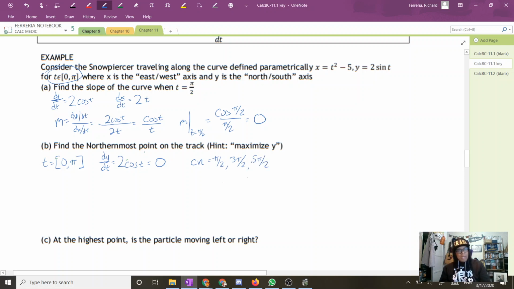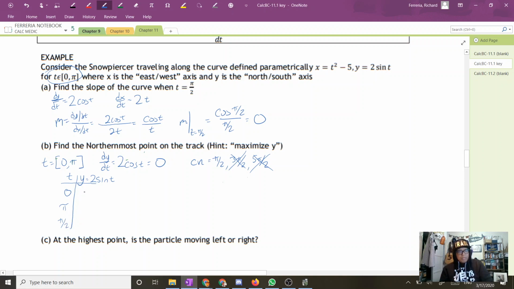And then here we start weeding out anything that is not in our domain. That's not between 0 and pi. That's not between 0 and pi. So just pi over 2. Next part of our candidate test, we're just going to evaluate y at, first of all, the endpoints of our interval, which were 0 and pi. And lastly, at any critical numbers, which was just pi over 2.